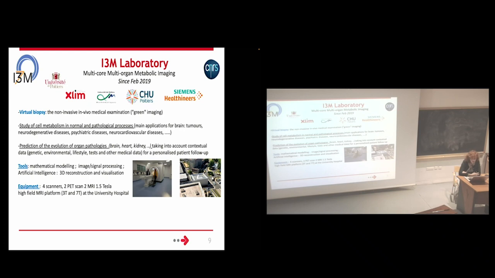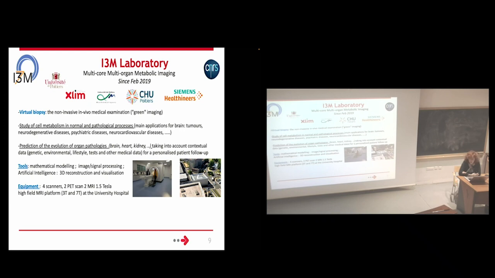We take into account not only imaging, but also contextual data, like genetic data, data of life, data of environment, physiological elements. And we try finally to construct this digital twin in health. Our tools are mathematical modeling. In our lab, we have some laboratory of mathematics. Of course, we have researchers in signal and image processing, also data scientists, and we also have some application dealing with 3D reconstruction and visualization for the help in diagnosis, for example.